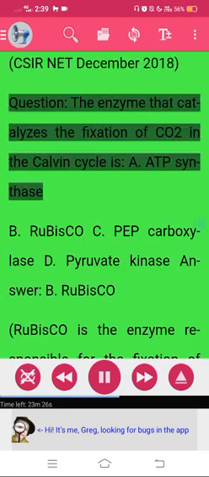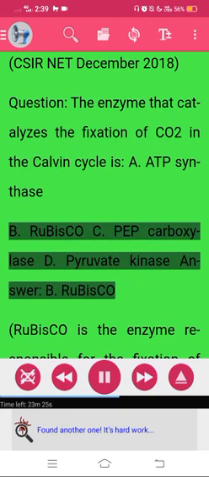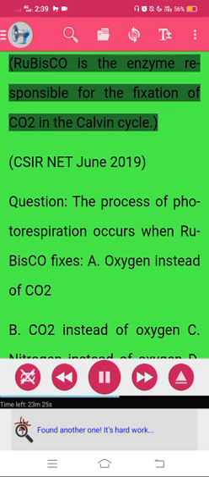CSIR NET December 2018. Question: The enzyme that catalyzes the fixation of CO2 in the Calvin cycle is: A, ATP synthase; B, Rubisco; C, PEP carboxylase; D, pyruvate kinase. Answer: B, Rubisco. Rubisco is the enzyme responsible for the fixation of CO2 in the Calvin cycle.